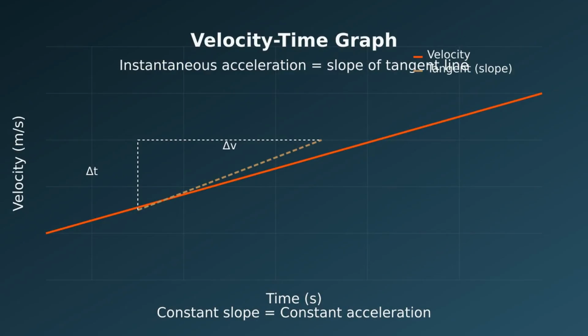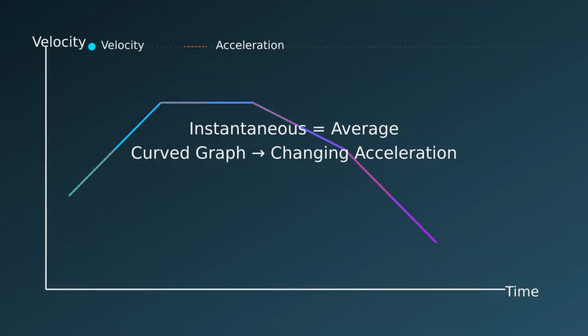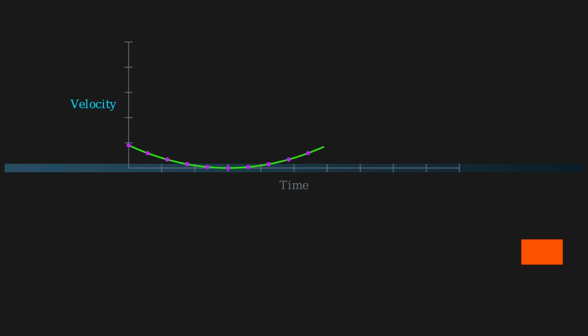If the graph is a straight line, acceleration is constant. The instantaneous and average values match everywhere. But if the graph curves, acceleration itself is changing. Curving upward means acceleration is increasing. Curving downward means it's decreasing. The slope, positive or negative, tells you the direction.